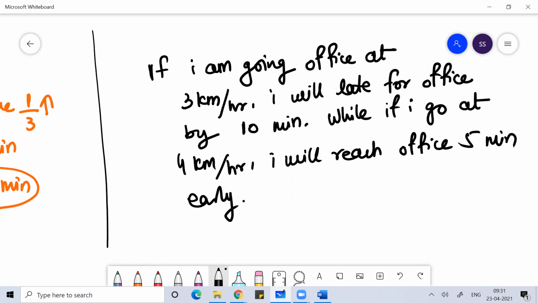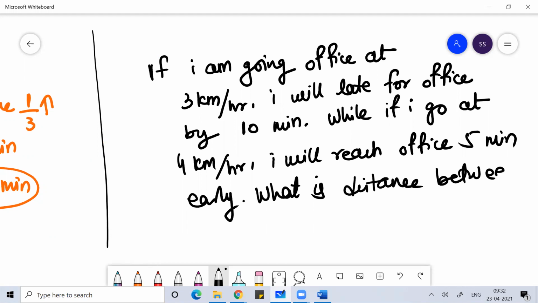What is the distance between home and office? Suppose this is the question. So if I'm going to my office at 3 kilometer per hour, I'm late by 10 minutes. While if I'm going to my office at 4 kilometer per hour, then I'll reach my office 5 minutes early. So what is the distance between my home and office?